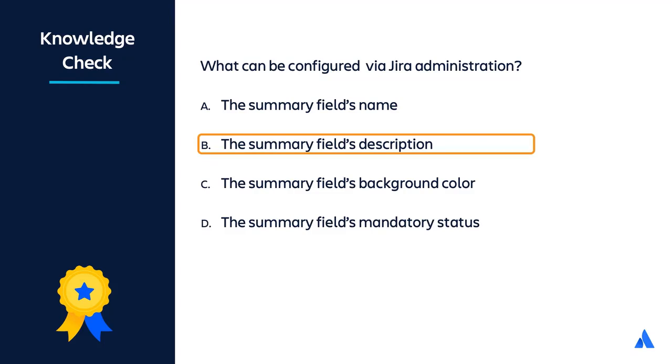Let's review why. A is incorrect. As a system field, the name of the summary field cannot be changed. B is correct. In both data center and cloud, you can change the field's description value. C is incorrect. Background colors for fields cannot be changed via the application interface. D is incorrect. The summary field is always required.